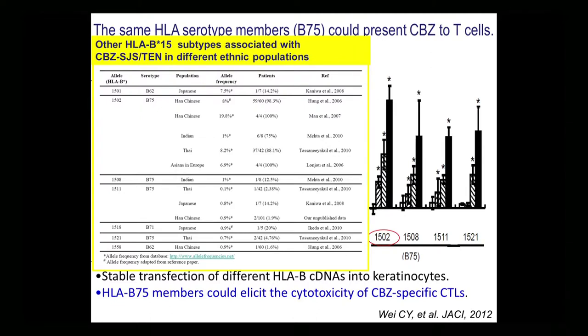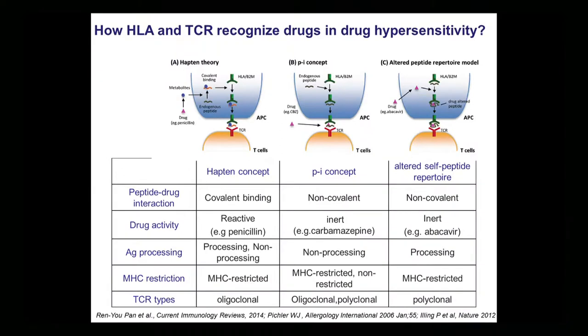And this B75 serotype, structurally similar allele with B1502, can also be found in patients with carbamazepine Stevens-Johnson syndrome in different populations, such as B1511 and B1508, which have been found in other populations. The patients of carbamazepine Stevens-Johnson syndrome do not necessarily always carry B1502, but also B1511 or other HLA alleles can have the same reaction.